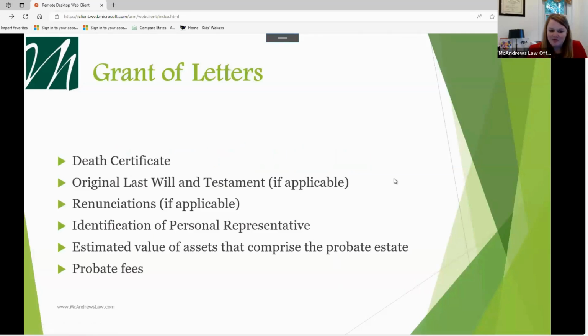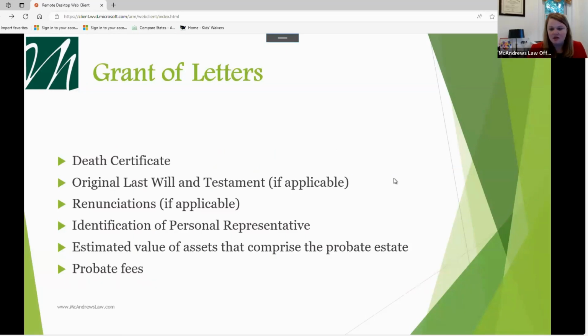How do you get that grant of letters? So it involves going to the local register of wills in the county where the decedent resided. You will need to oftentimes make an appointment first. Some counties do this virtually, some require in-person meetings, some give you the option, but essentially you need all of the same things when you go there.